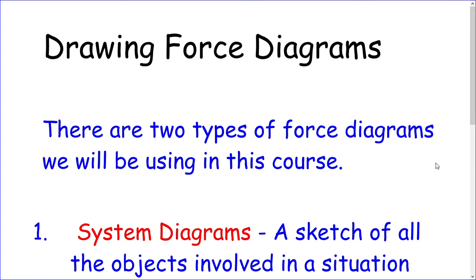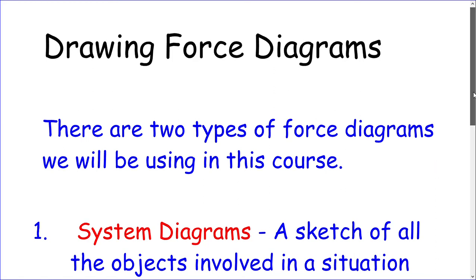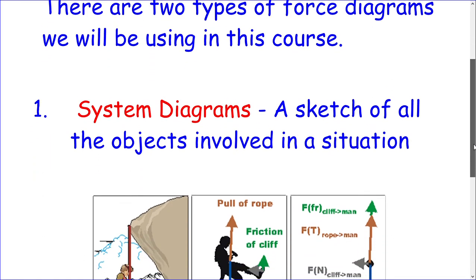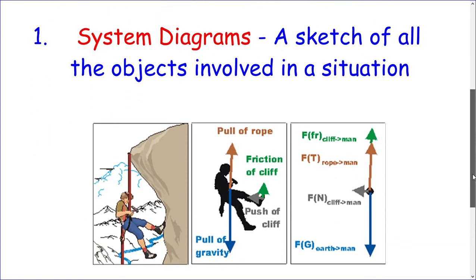So, our last slide, drawing force diagrams. There are two types of force diagrams that we're going to use in the course. One of them is a system diagram, a sketch of all the objects involved in a situation. Let's say we had our picture here with our rock climber, and in the middle would be our system diagram. We'd have the outline of the person. We don't really need the rocks or the background, just the person, the thing experiencing the force, and then it outlines all the forces that are there.